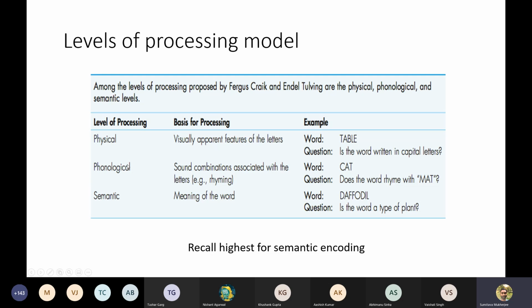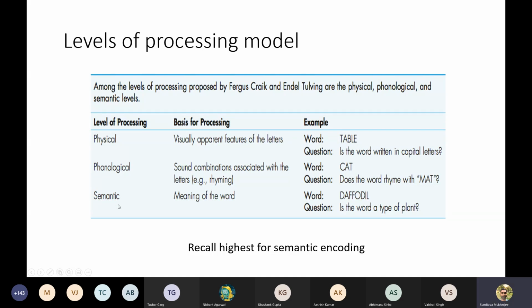Then you can go one step further and do more processing about forms. Here, this is a phonological form, sounds. So let's say I have to remember the word cat. You figure out, oh, does it rhyme with mat? Over and above acknowledging that CAT is written in capital letters. So if you're thinking more about this word, maybe about the rhyme, maybe about what other stuff that rhymes with it, or how does it sound, this is phonological level.